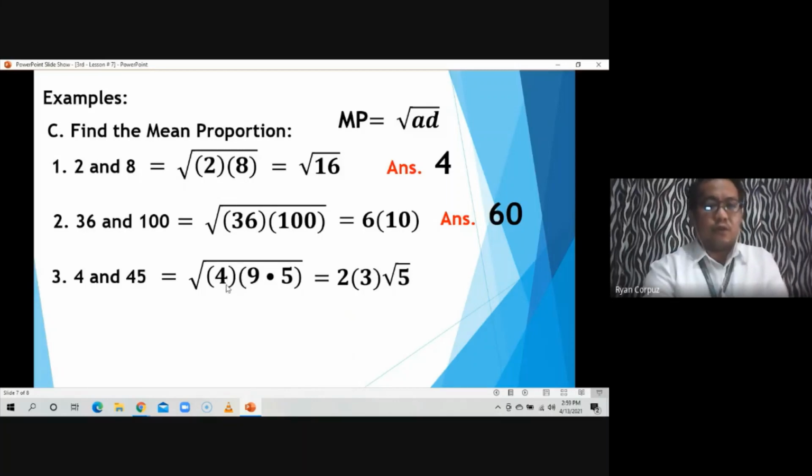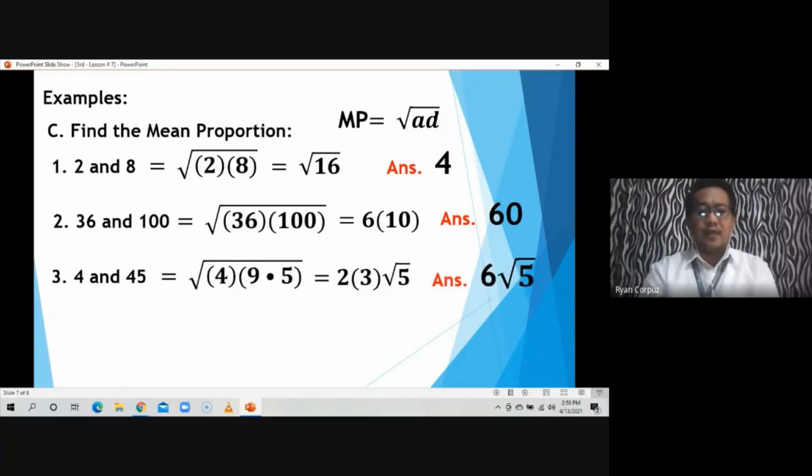So square root of 4 is 2, square root of 9 is 3. Then lalabas na yung root nun, then nandoon pa yung 5 inside the square root sign. Then simplify that. 2 times 3 is 6. Then copy square root of 5, so that will come up with the answer as 6 square root of 5 as the mean proportion of 4 and 45. That's how we answer example number 3. May question ba so far?